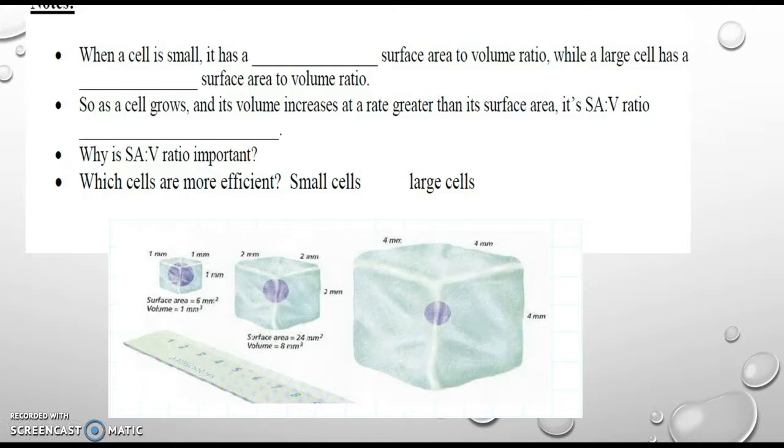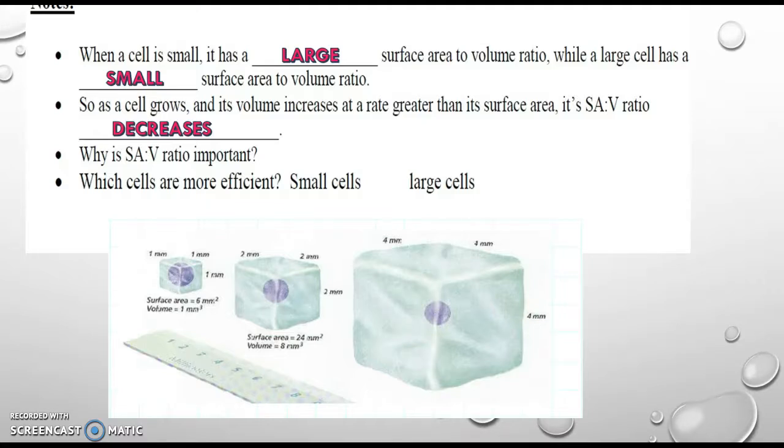Okay, turn to page 19 and let's complete your notes on cell size. When a cell is small, it has a large surface area to volume ratio, while a large cell has a small surface area to volume ratio. So as the cell grows and its volume increases, that volume increases at a greater rate than its surface area. So its surface area to volume ratio decreases.